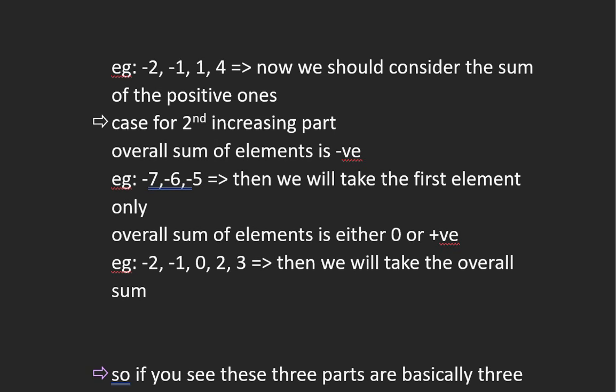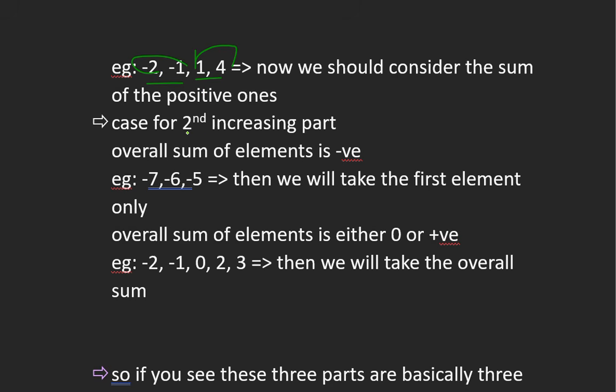What can be the other case? Like initially some elements are negative, then positive, but the overall sum is positive. So instead of considering these two, if we consider only these two, then our sum will be 5. So we should consider these only.